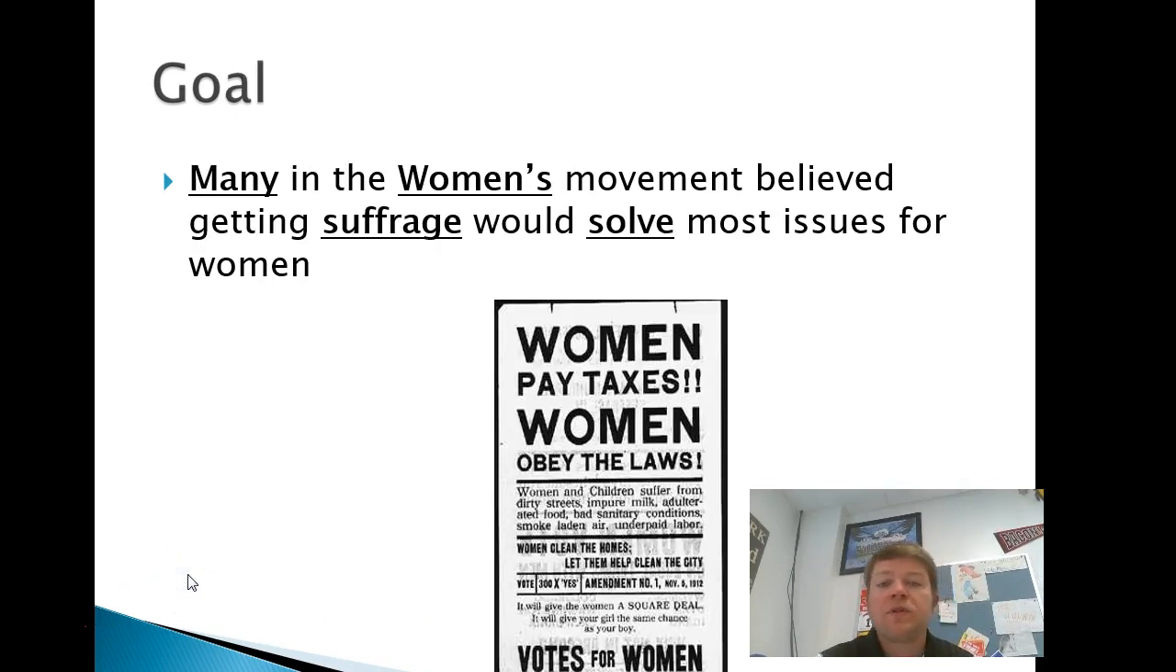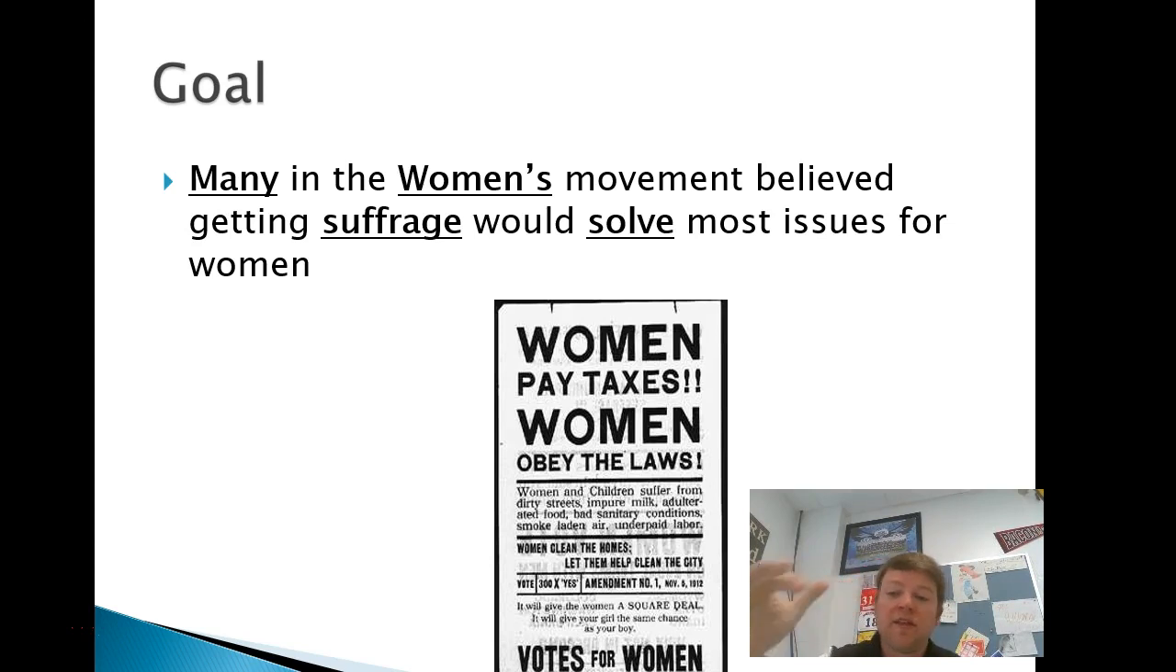All right, many in the women's movement believed that their overall goal was to get the right to vote. So if they could get the right to vote, they could get suffrage, they could say, look, politicians have to start listening to us because now we can vote. The politicians have to now say, oh, maybe we should get those domestic laws off the books because 50% of the population can vote for me now. Maybe we should give women property rights because 50% of the vote can vote for me now.